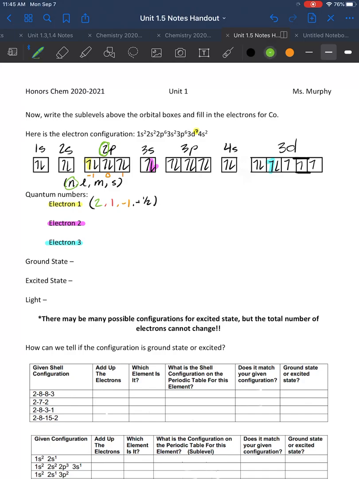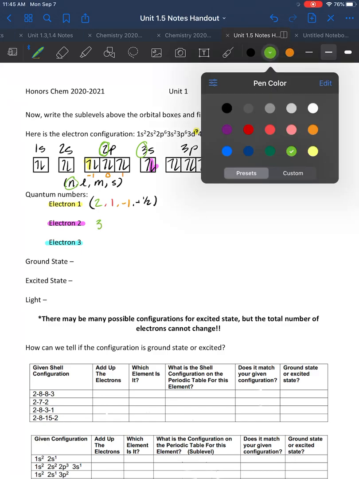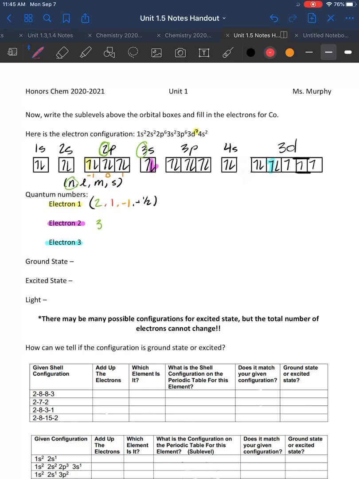Okay, moving on to the next one. So, what is our n? You should have gotten 3. Then we get 2 for n minus 1. That's our l. And then looking at the fact that we have an s sublevel, there only can be 0. So m is equal to 0, and then it is spin down. So we get negative 1/2.